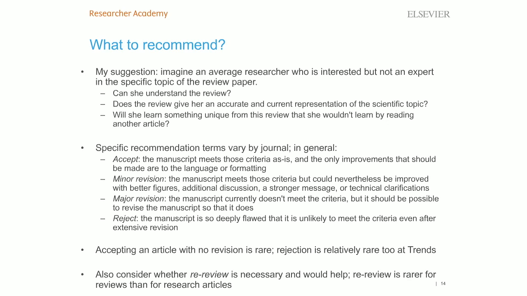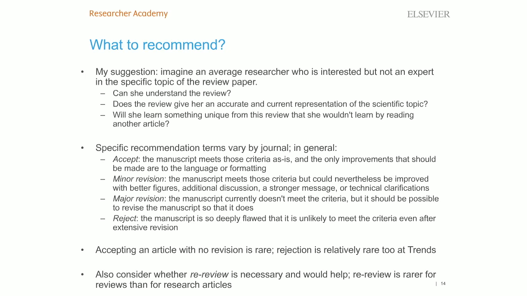And the idea here is that maybe if the authors don't have the ability to fix the deep flaws of the article, then it doesn't matter how many times we review it, they probably still won't be good enough to publish. On the other hand, for really minor revisions, things like clarifications or extra discussion, the reviewer doesn't necessarily need to see it again.